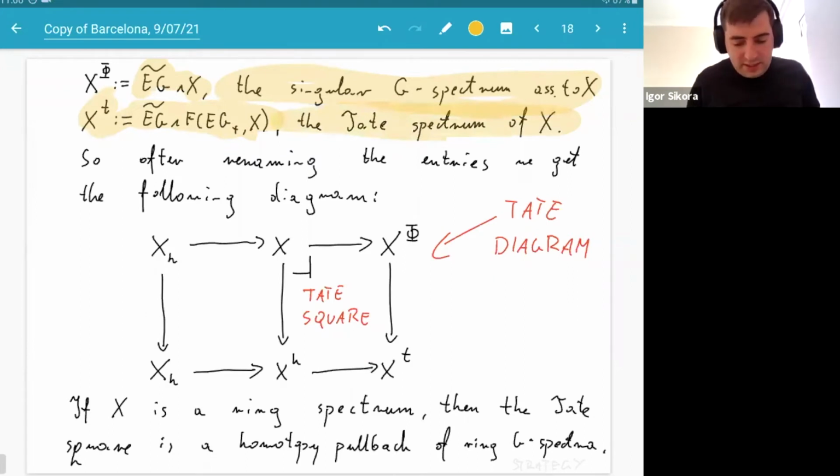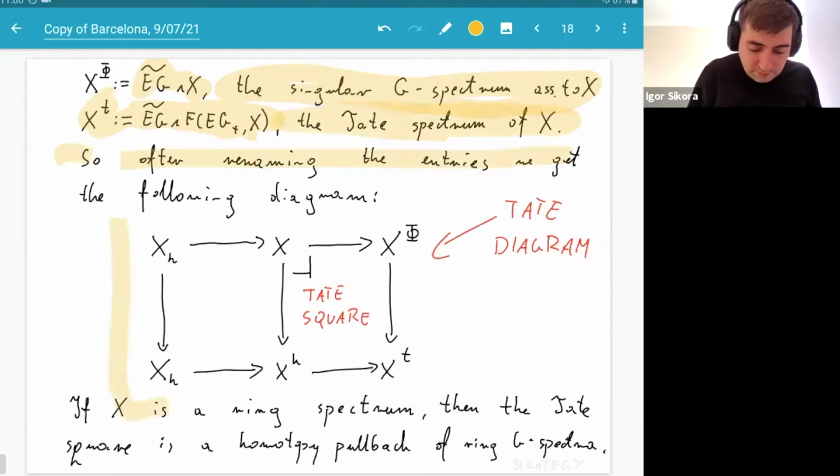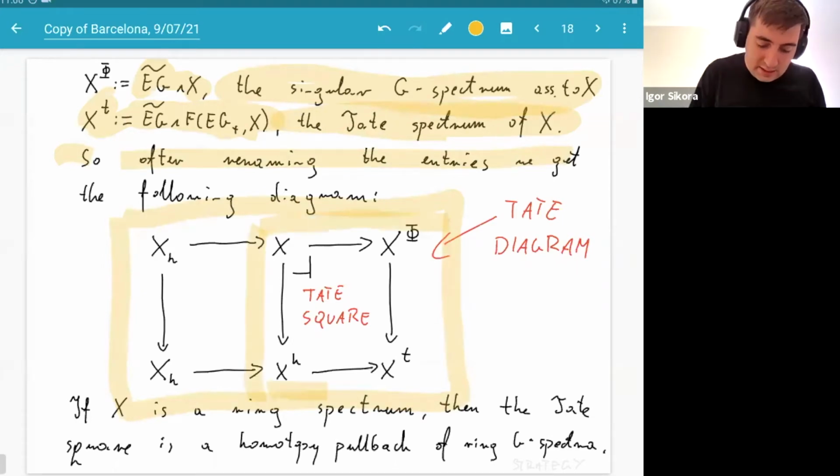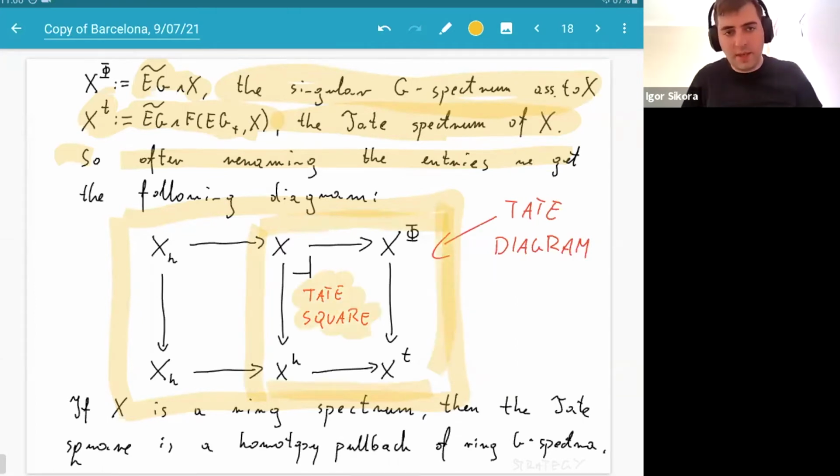After renaming the entries, we get the following diagram. This is what is known as the Tate diagram. There is some delay. Okay. And in particular, the right square in this diagram is known as the Tate square.